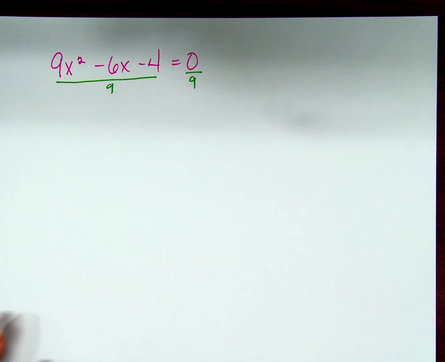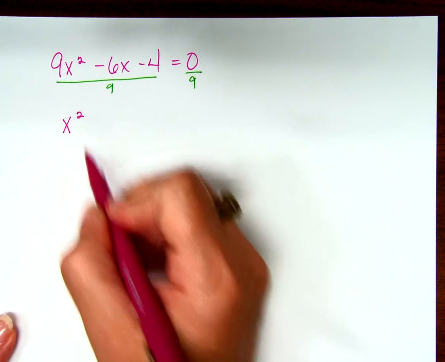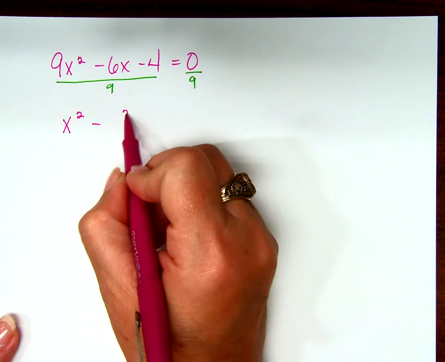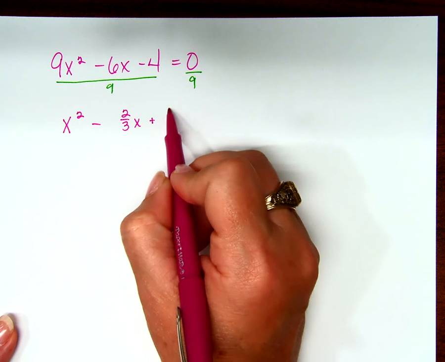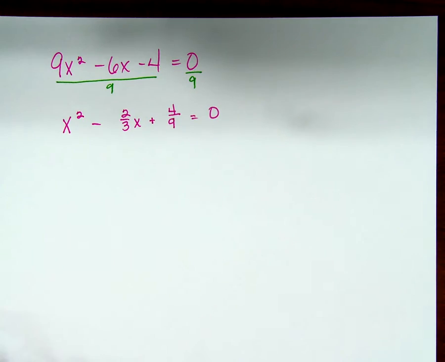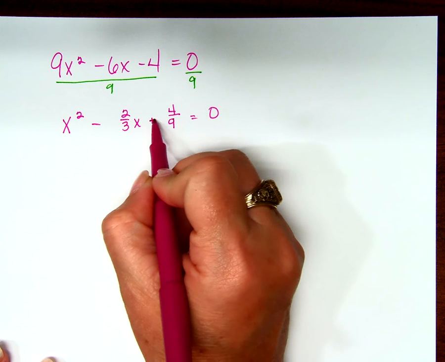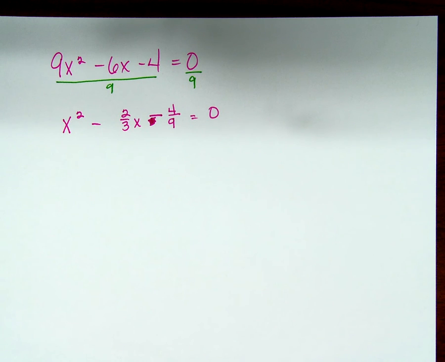Okay? So if I divide each term by 9, I get x squared minus 2/3 x minus 4/9 equals 0. Yes, thank you. Minus. Good catch. Now what?